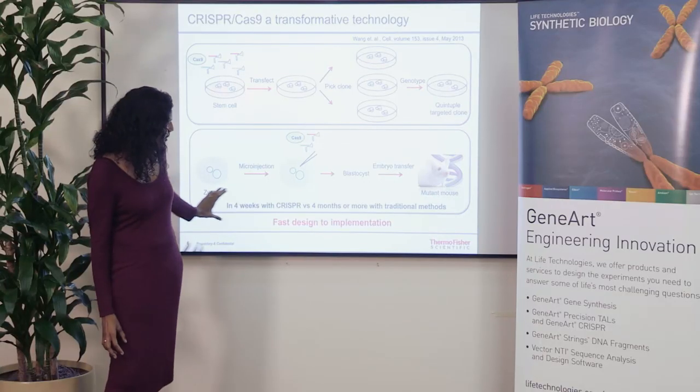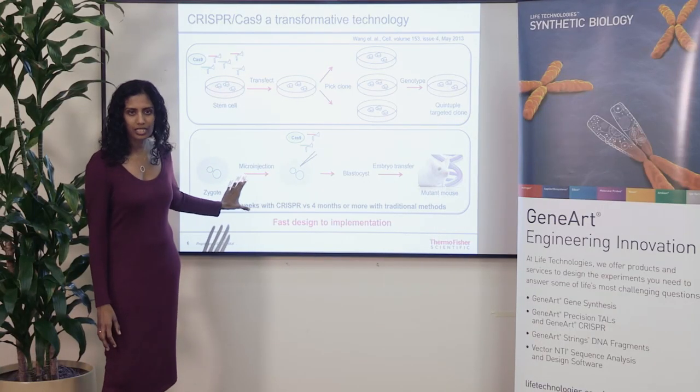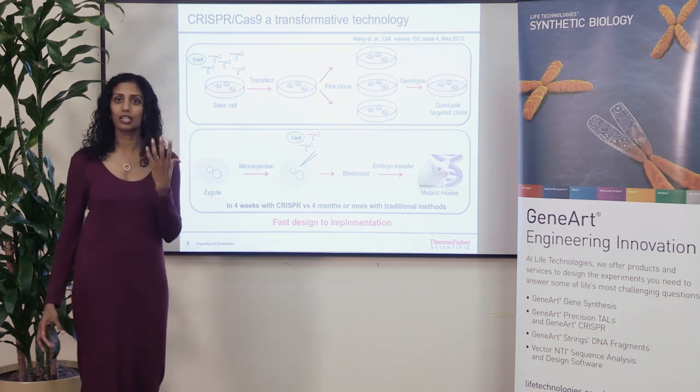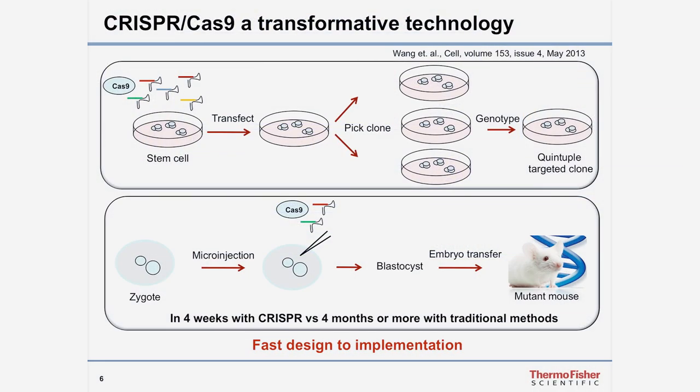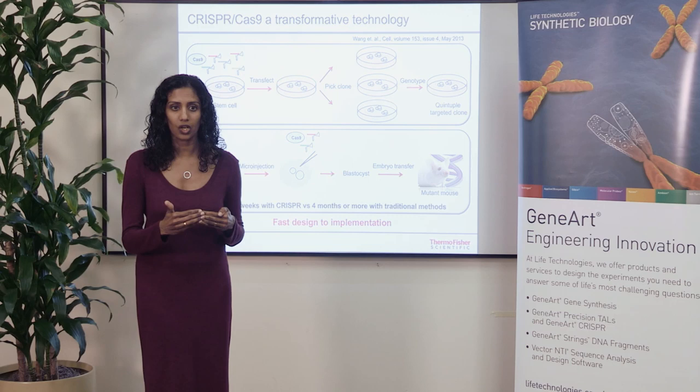And to emphasize a little more, here is another example from the same paper where they took a zygote from a mouse and injected two CRISPRs, one for each gene. Following transplantation of this zygote into the recipient mouse, they were able to generate progeny in one shot, having double gene knockouts in both copies of the chromosome. This is the simplicity of the system, fast design to implementation.